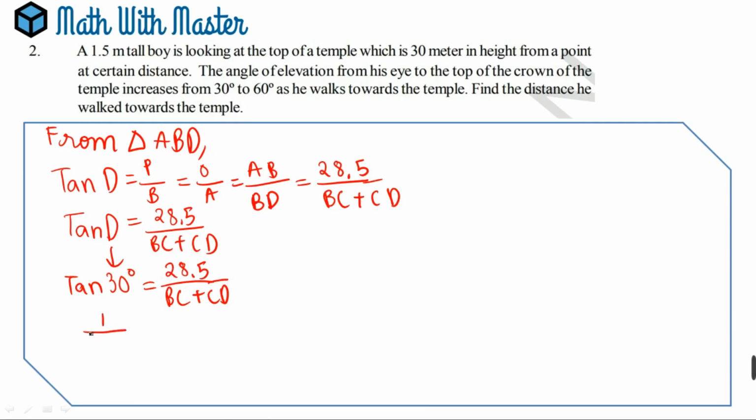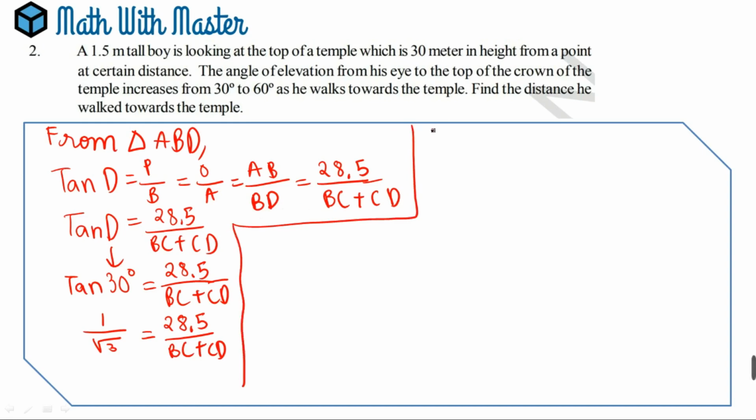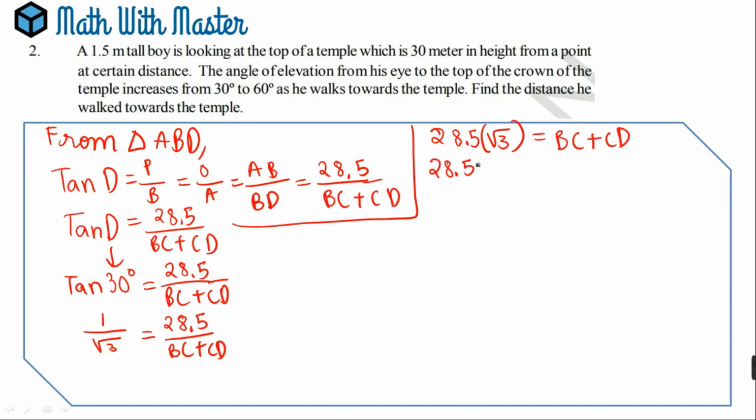So what is the value of tan 30 degrees? It is 1 upon root 3, which is equal to 28.5 upon BC plus CD. So after cross multiplying, the thing we will get here is 28.5 into root 3 is equal to BC plus CD. So 28.5 into root 3.